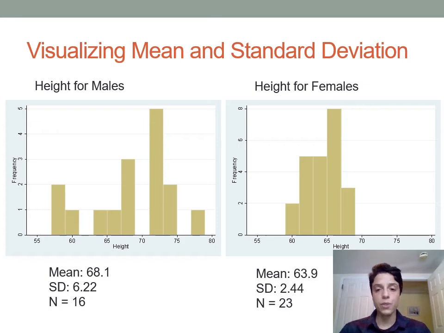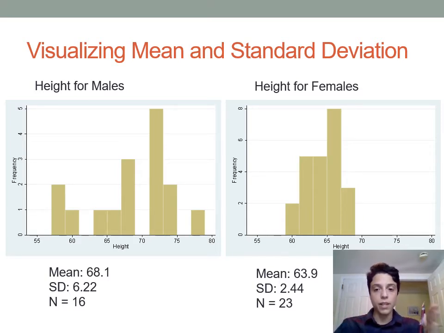What you might also notice about these graphs is that the graph for the men is much more spread out than the graph for the women, which is much more clustered together. And here what you're seeing is differences in the standard deviation. And the standard deviation for men in the class was 6.22, while the standard deviation for women in the class was 2.44. And so for men in the class, the average distance between each value of height that was given and that mean of 68.1 was 6.22.